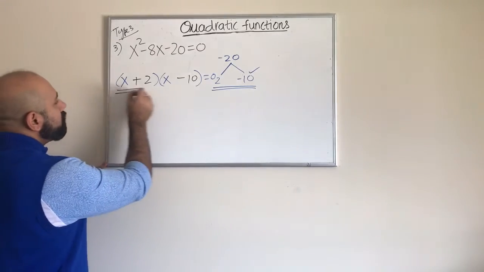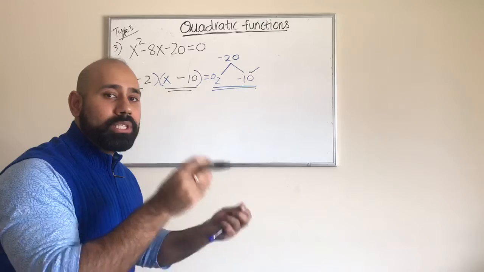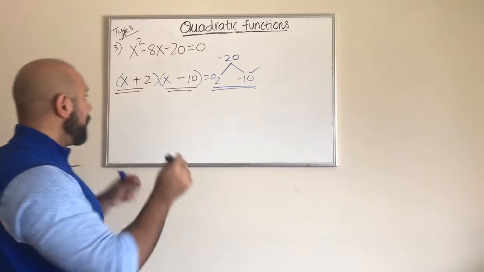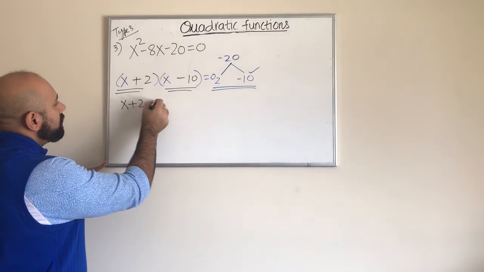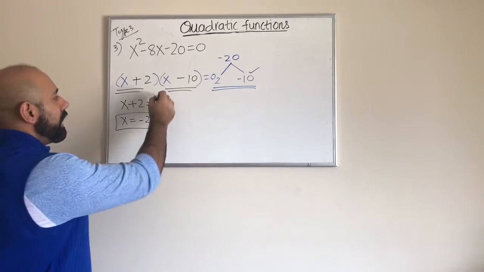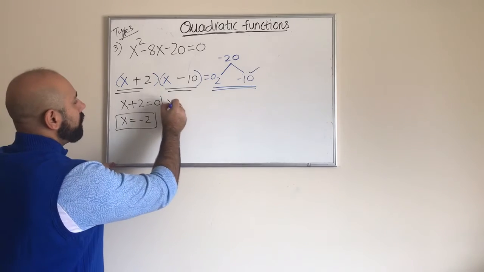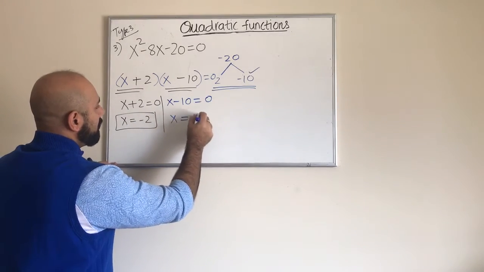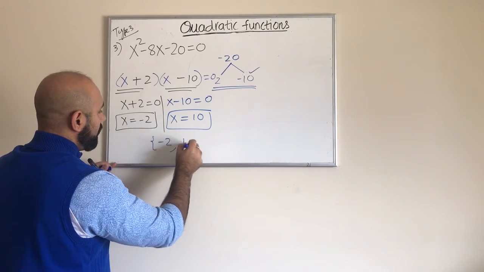Now you have a product of two factors equal to 0. And from the zero product property, we know that we have to set both of them equal to 0. So I have x plus 2 equal to 0, which gives me x equals negative 2. That is one of the solutions. At the same time, we also have to set the other factor equal to 0. So x minus 10 equals 0, and that gives me x equals positive 10. So we have two solutions, negative 2 and 10.